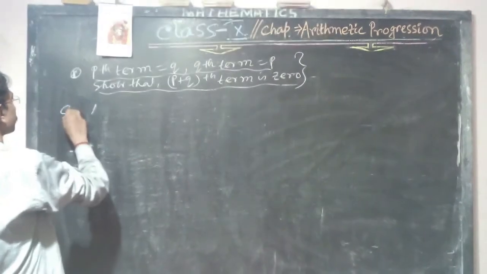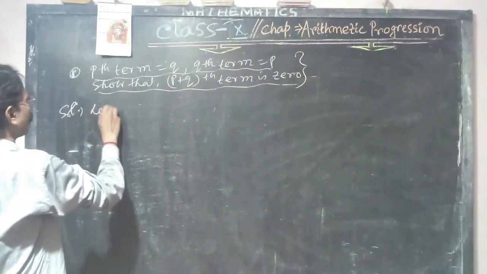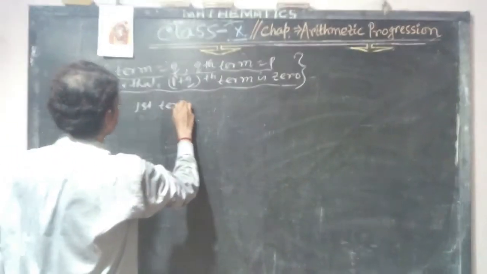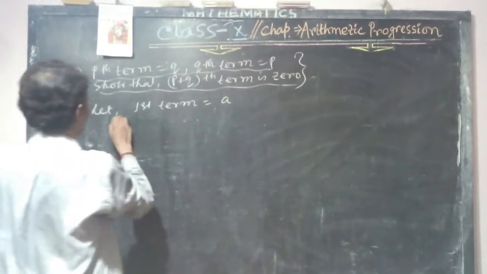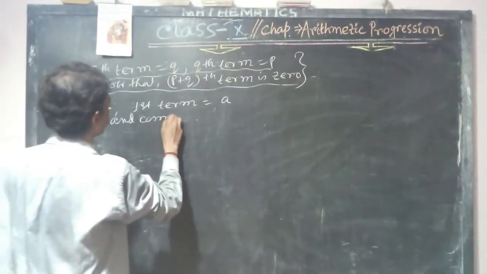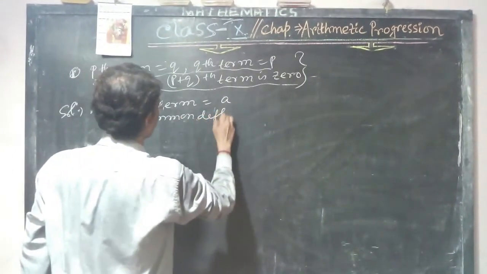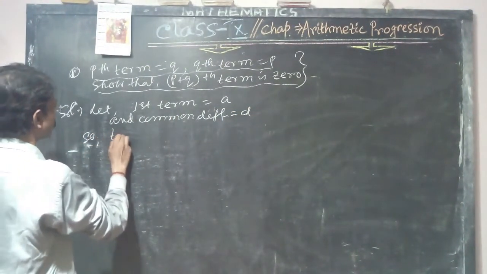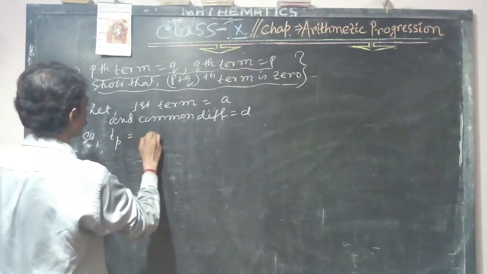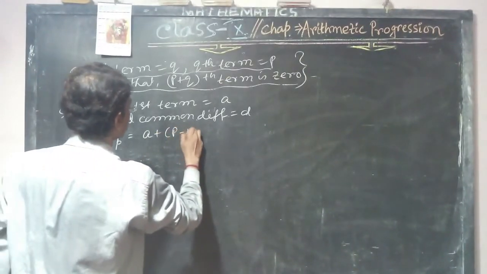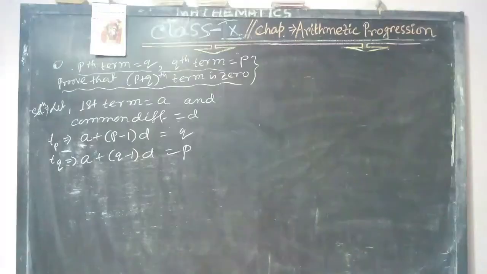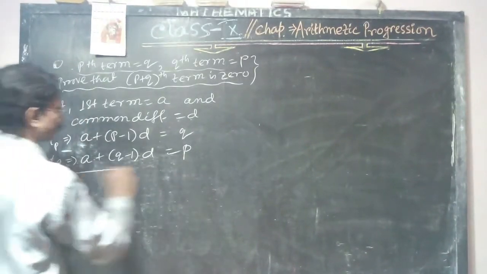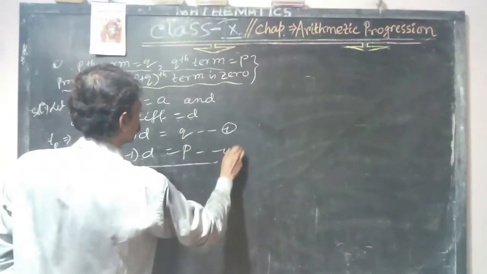Let's solve. Let the first term equal a and the common difference equal d. So the pth term, that is T of p, equals a plus p minus 1 into d, which is given as q. And the qth term Tq equals a plus q minus 1 into d equals p. This is equation number 1 and this is equation number 2.